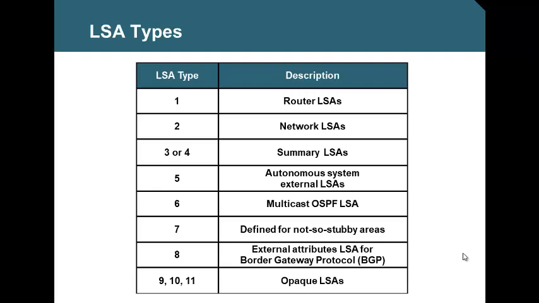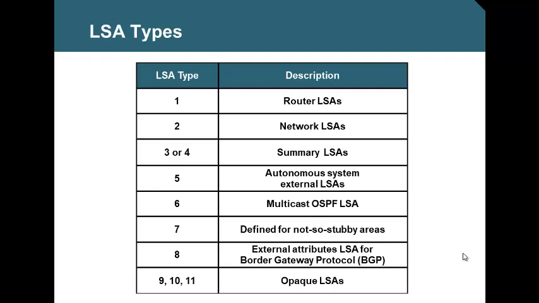Now there is another, type 2 LSA, which is network LSA. This LSA originates only from the designated router. If you don't have a designated router, then there is no network LSA type 2. I repeat. We should not scratch our head when we don't see type 2 LSA.